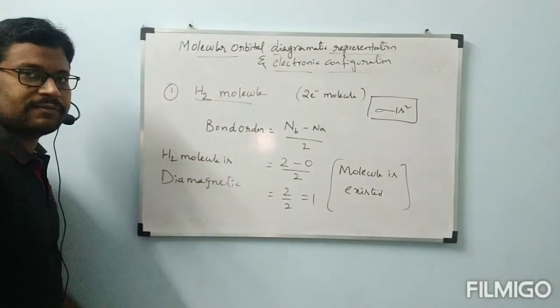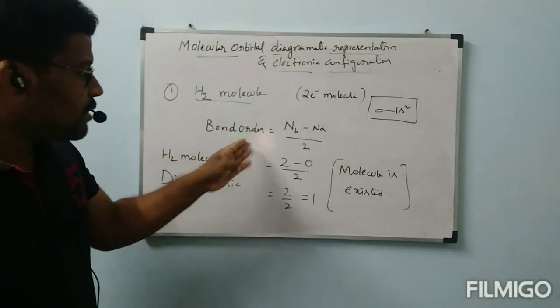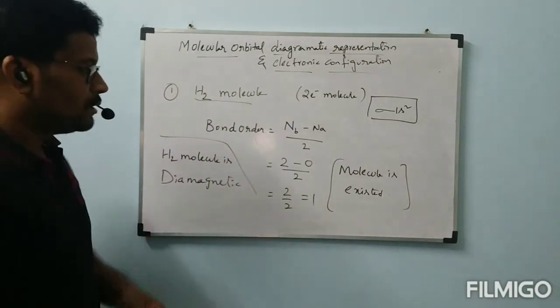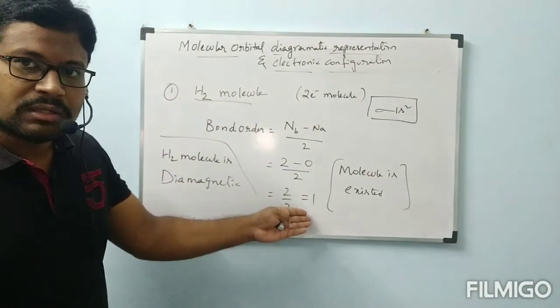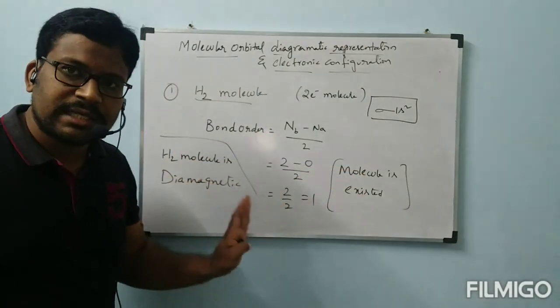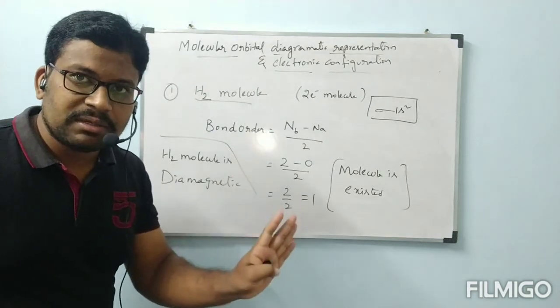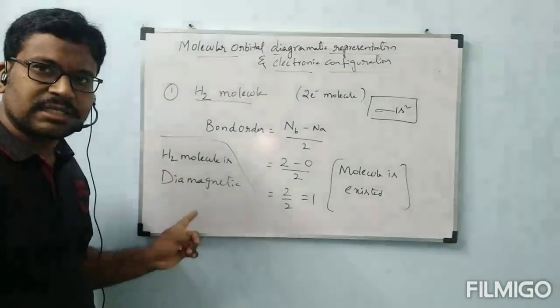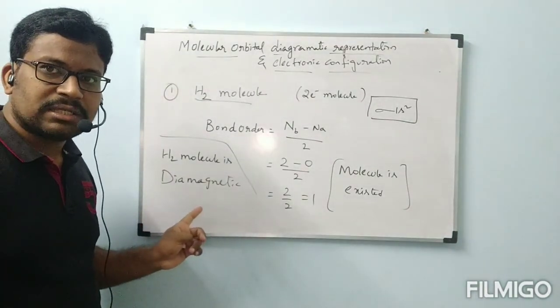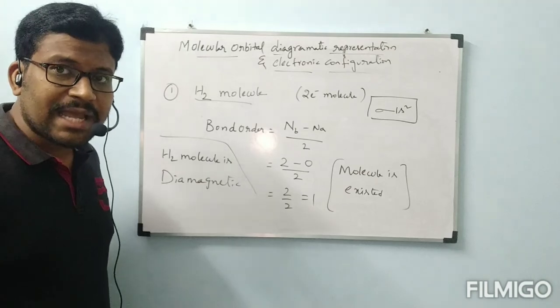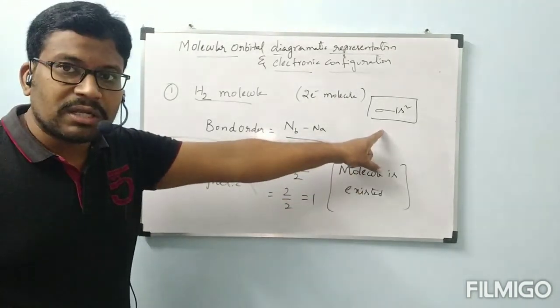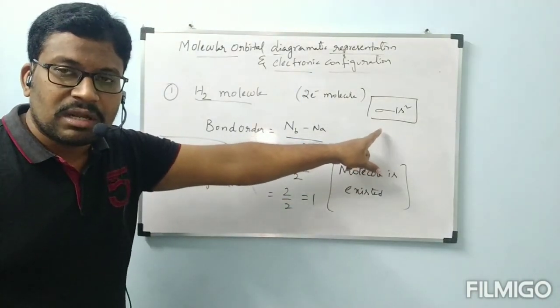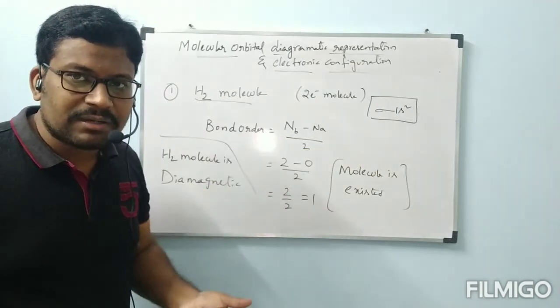Even the magnetic nature also we have to explain. We have seen the bond order; we got 1. Then the molecule exists, that is okay. It is stable. If the molecule is stable, then we have to see the magnetic nature. What about the magnetic nature? It is diamagnetic. Why is it diamagnetic? After writing the molecular orbital electronic configuration, does the H2 molecule contain any unpaired electron?